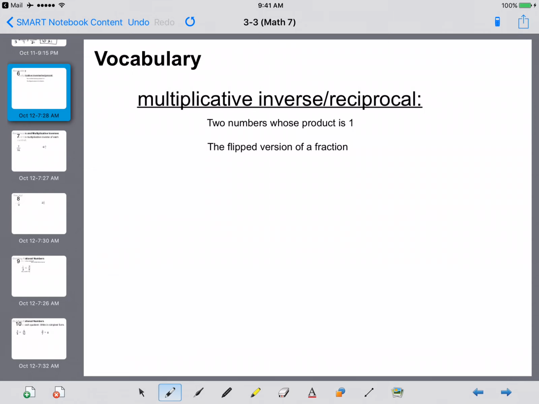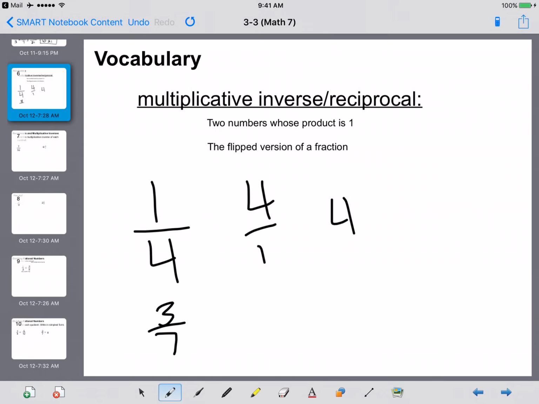Our vocabulary here now is the multiplicative inverse, or the reciprocal. So what that is, that's two numbers whose product is 1. And the reciprocal, you just take your fraction and flip it. So for example, if our number is 1/4, its reciprocal is 4/1, or just 4. If we have 3/7, its reciprocal is 7/3. If you have the number 6, you can write 6 as a fraction as 6/1, so its reciprocal is 1/6.